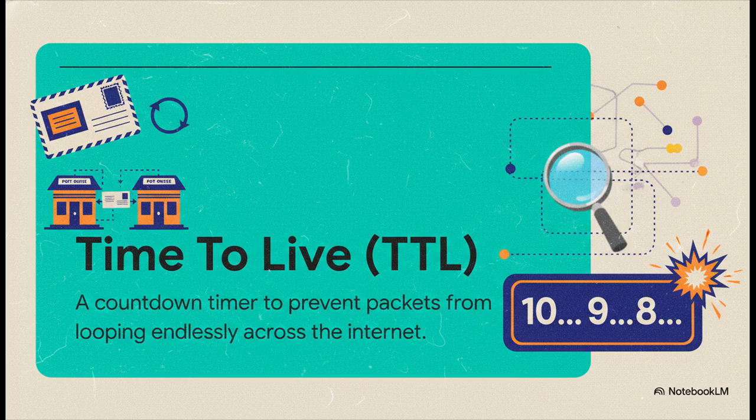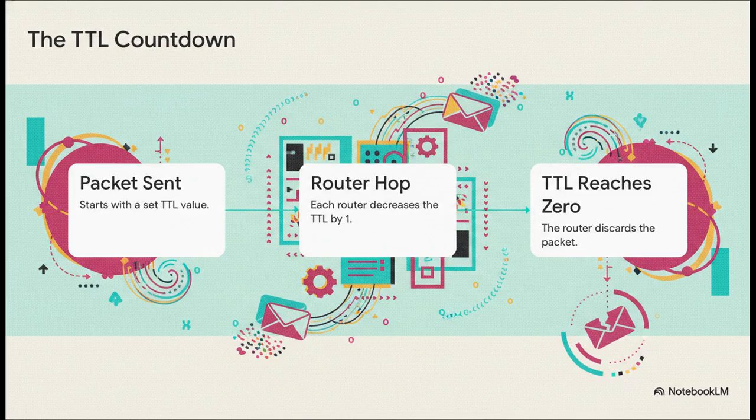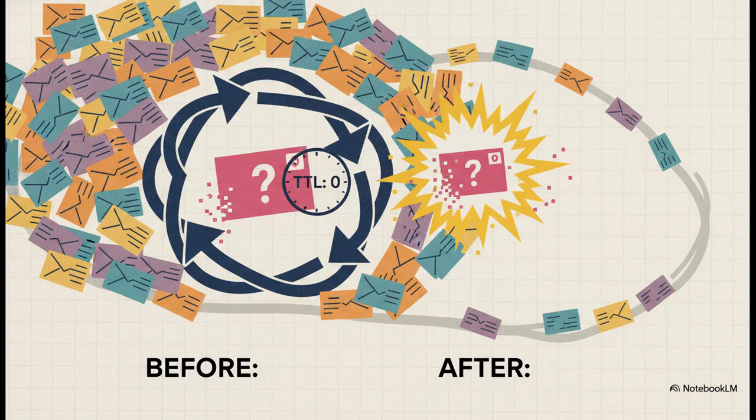Just imagine a real postcard getting stuck between two post offices, just bouncing back and forth forever. The TTL is basically a self-destruct timer that prevents that exact problem from happening in the digital world. Here's how it works. A packet gets sent out into the world with a starting TTL value. Every time it passes through a router, which is like a digital post office, that number gets reduced by 1. If the TTL ever hits 0, the router knows the packet is lost and just gets rid of it. And that's so crucial.